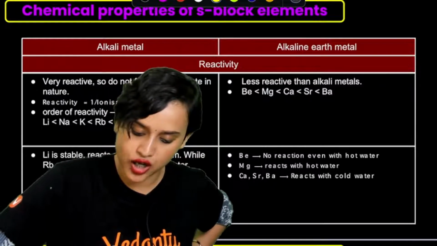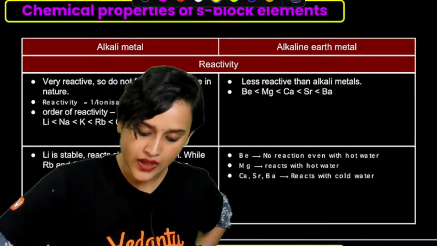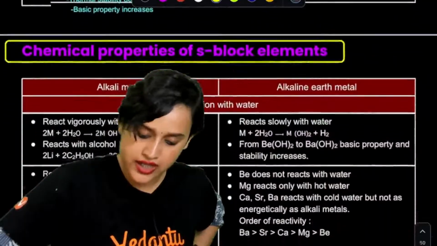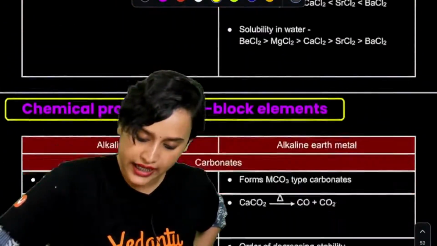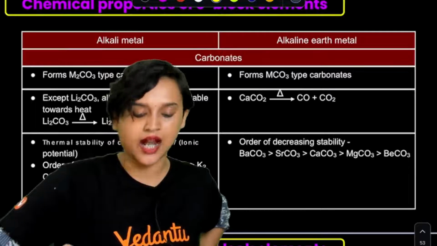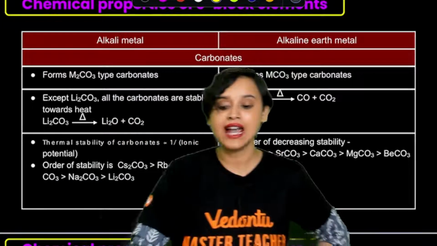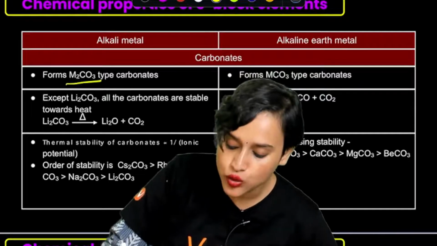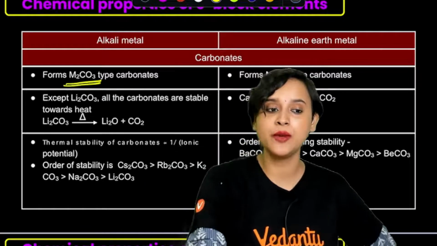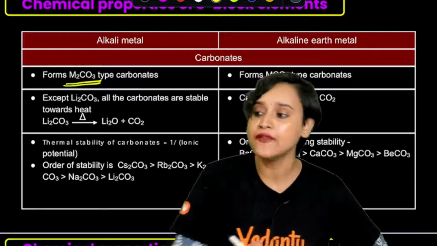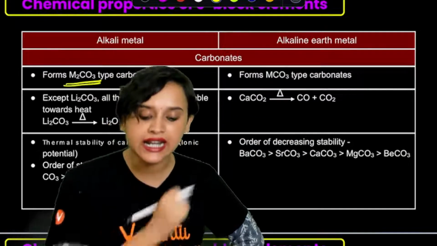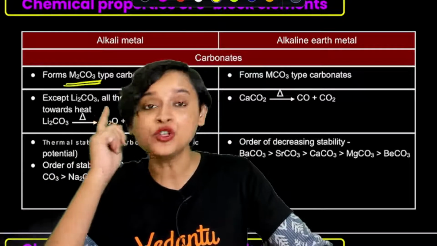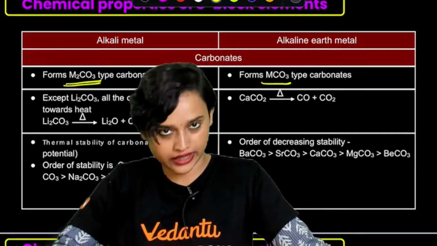They are very reactive. They are not found in free state. Reaction with air is done. Reaction with oxygen is done. Reaction with hydrogen. Reaction with water. Halides is done. Now carbonates. The alkali metals form carbonates of the type M2CO3, whereas the alkaline earth metals, that is the group 2 elements, form MCO3.